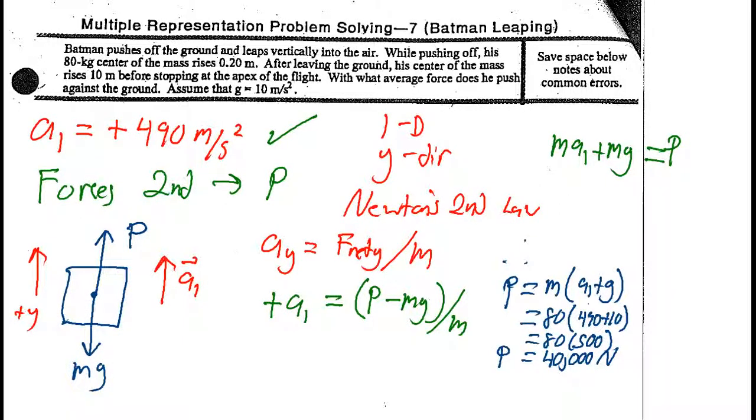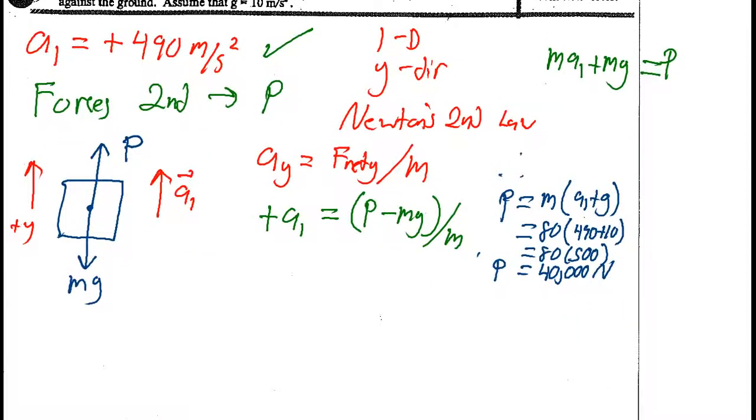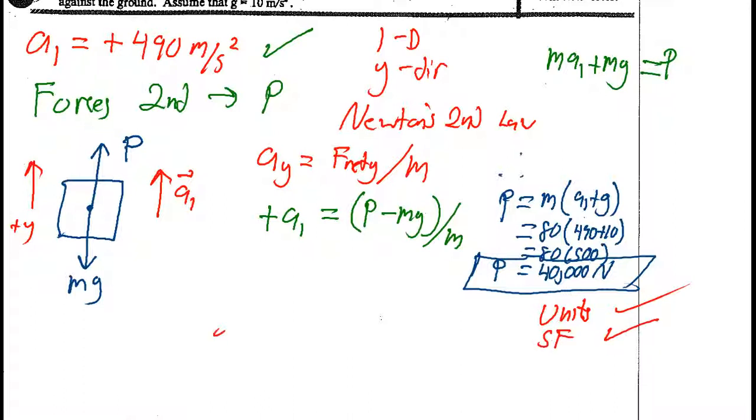So this pushing force that Batman has to use in order to launch himself off the ground with this tremendously large acceleration is equal to an exceedingly large pushing force also, 40,000 newtons. That's quite astronomical. Alright, so I have my units. Just to bring the problem to a conclusion, my significant figures, I definitely don't have too many. I think that we have exactly the right amount.